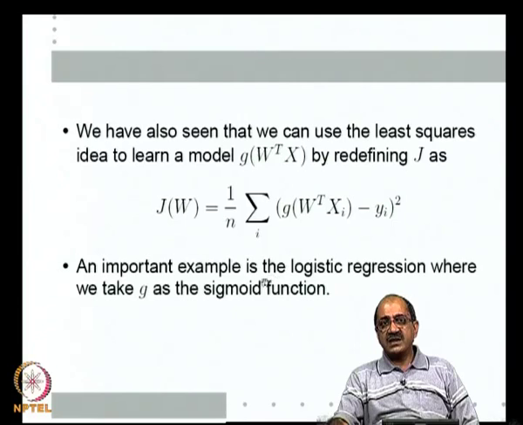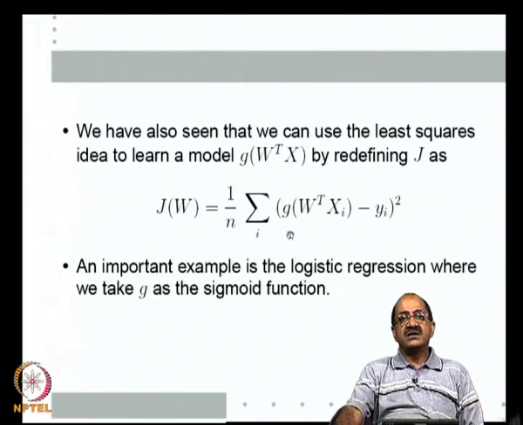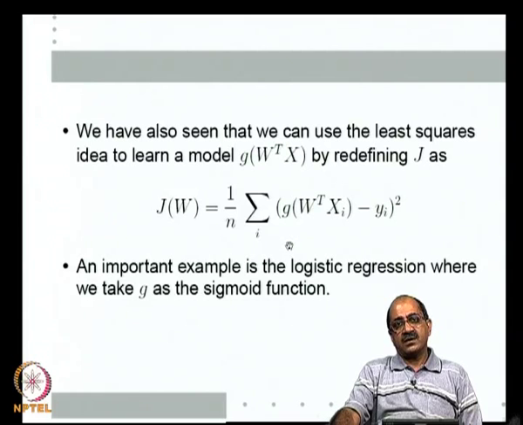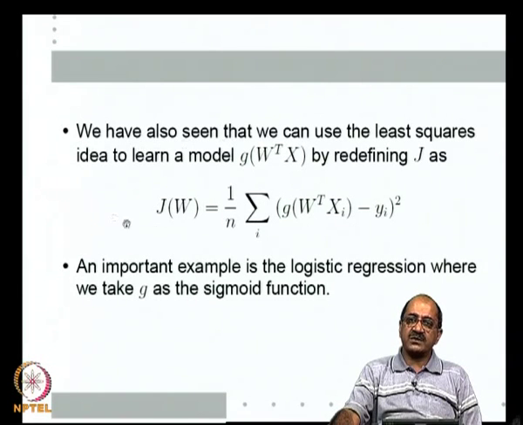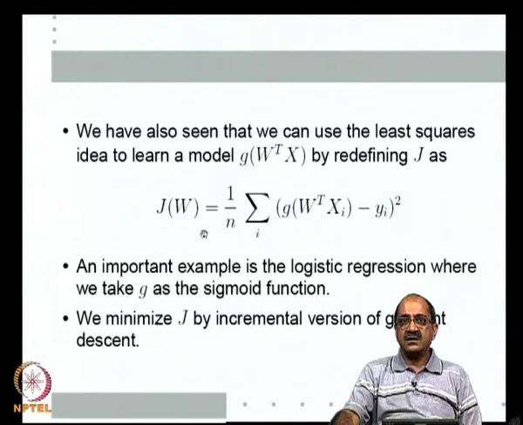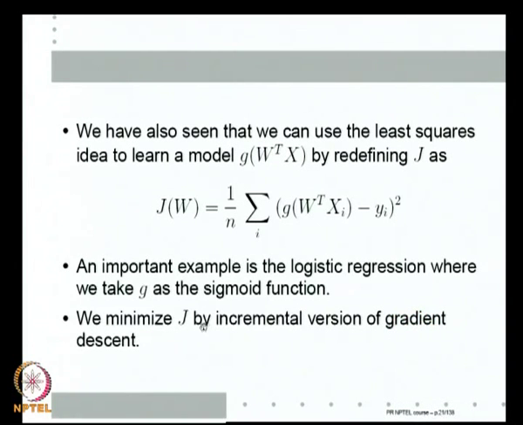As we have seen, an important example of this is logistic regression, where g is taken to be the sigmoid function. In that case, of course, because of the g here, we can no longer use the simple linear algebra method of getting a closed form expression for w, but we can still minimize this using gradient descent. So, generally when we use logistic regression, we minimize J by gradient descent or an incremental version of gradient descent.